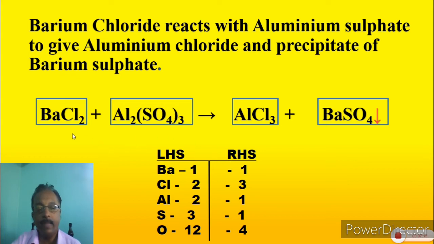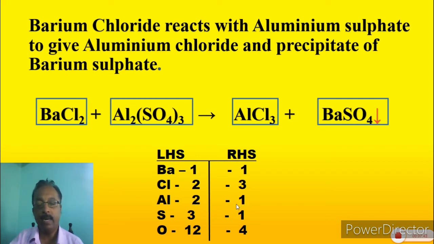Now, we have already studied from where you are going to start balancing. Either from the reactants or products that have the compound with the highest number of atoms. I think Al2(SO4)3 is having more number of atoms. So we will start balancing from Al2(SO4)3.